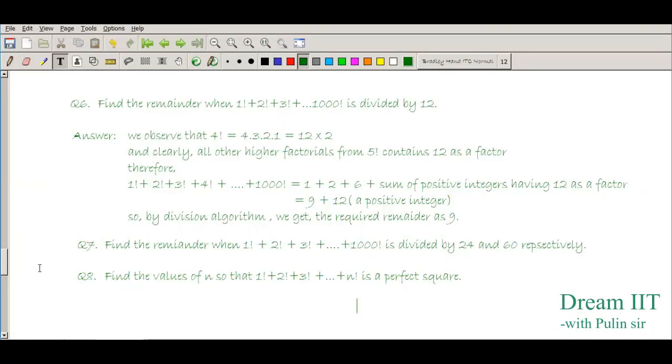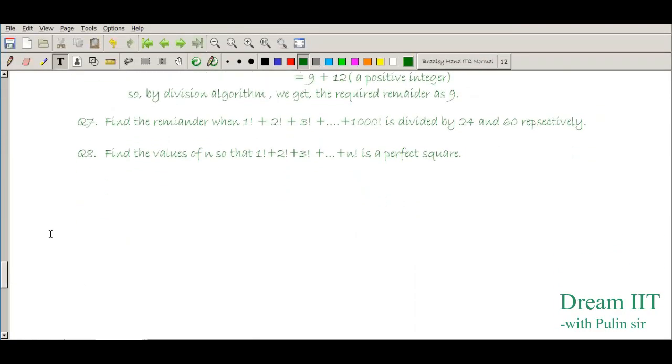So here is a question for you. We'll discuss, of course. Find the values of n so that 1 factorial plus 2 factorial plus 3 factorial plus ... plus n factorial, up to this, is a perfect square. Meaning, will this sum be a perfect square by putting n equal to 10, or 2, or 3? For what value of n will it be a perfect square, that they are asking you to find, right? So it's a critical question.